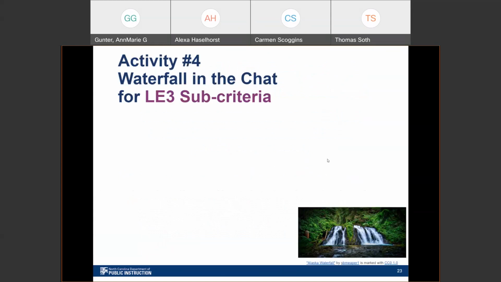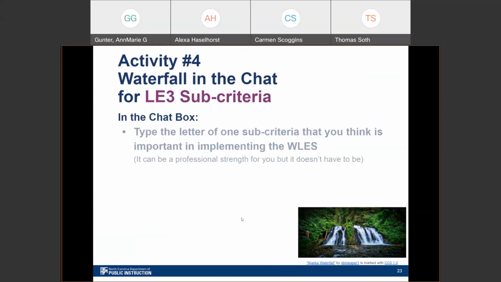So we're going to do a waterfall in the chat. Some of you know this as flood the chat, but we choose waterfall. It's where you're going to get to share your response in the chat box, but don't click and share it with everyone until we say go. So specifically what I want you to do is in the chat box, type the letter of one subcriteria that you think is important in implementing our World Language Essential Standards, or WLES.